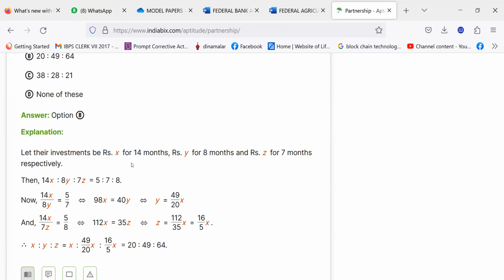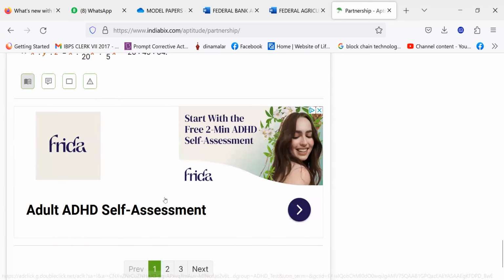So X is to Y is to Z will come out as X is only X, but Y is 49 by 20 X, Z is 16 by 5 X. So yes, the LCM for 20 and 5 is 20. So multiply by 20: 20X is to 49. Then here 16 by 5 into 20 is equal to 64. So that is 64. Could you follow? So the answer is 20 is to 49 is to 64.